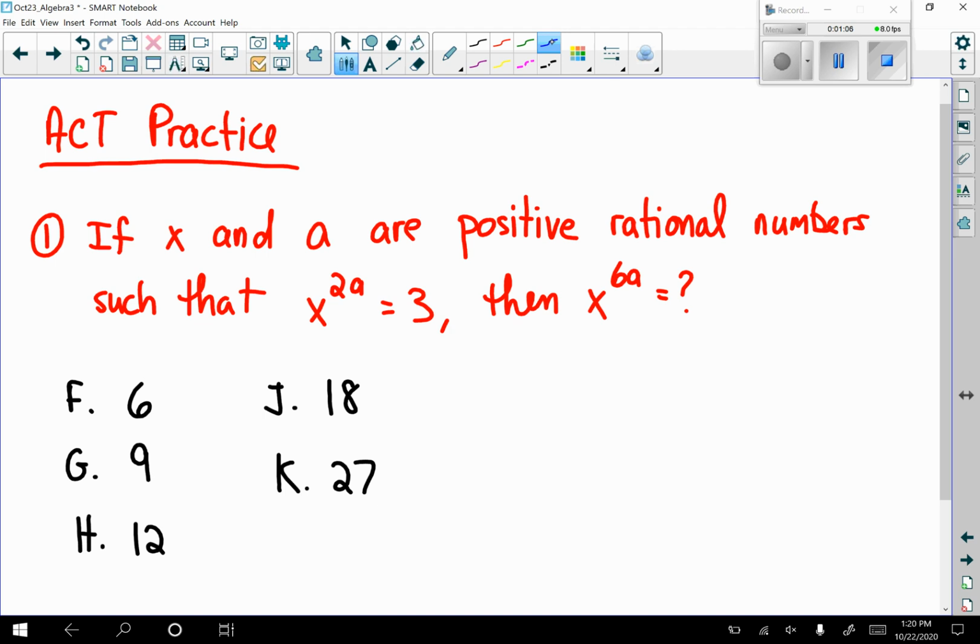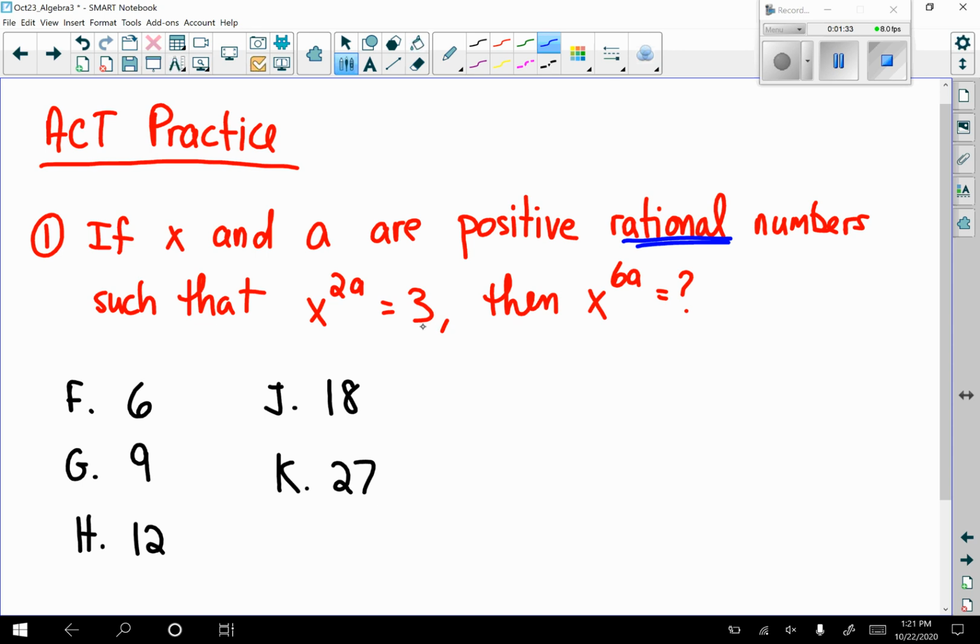All right, so hopefully you gave yourself some time to work on this. It says if x and a are positive rational numbers, so this is why we need to know what a rational number is, such that x to the 2a is equal to 3, then x to the 6a is equal to what? Technically in this one, it doesn't make that much of a difference, but it's just indicating that we're looking at positive rational numbers in order to get the 3 that's here.